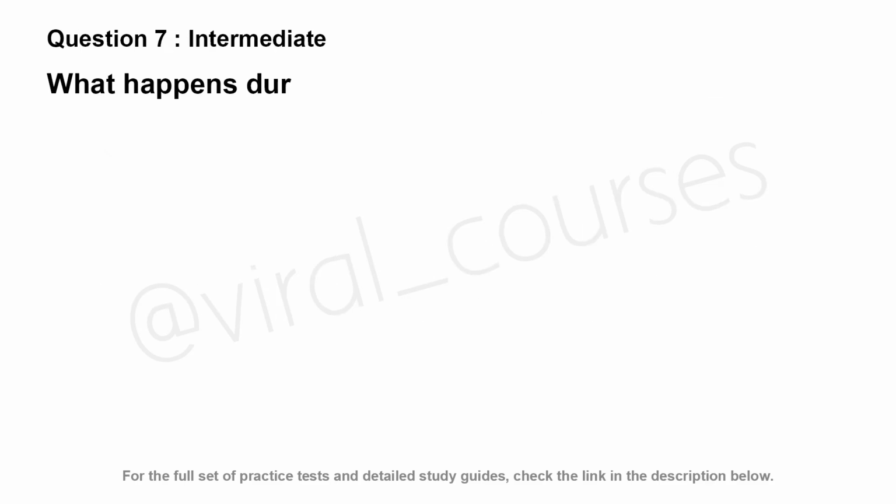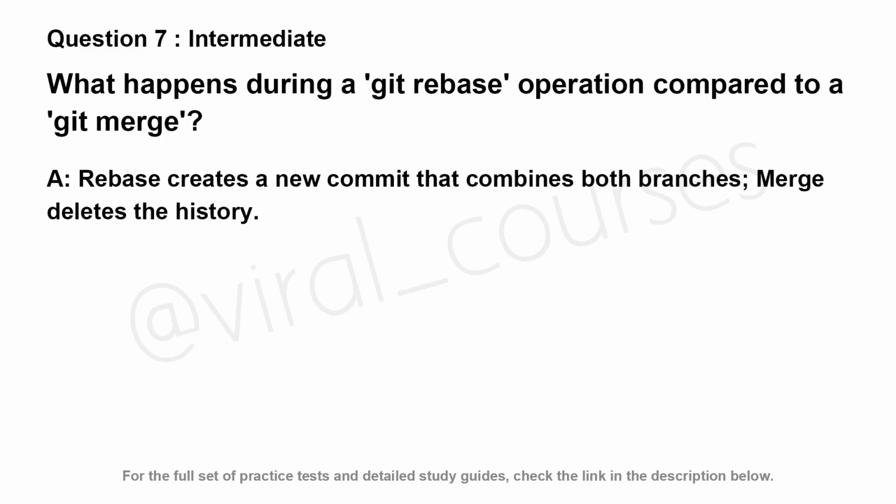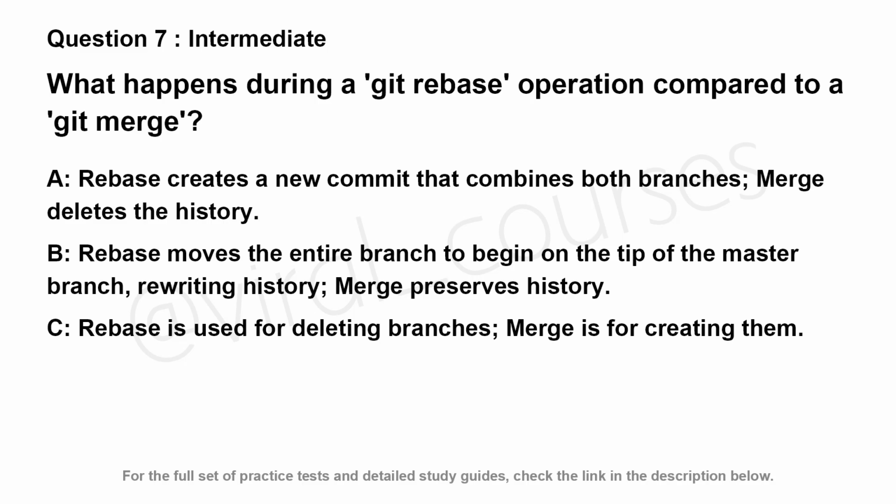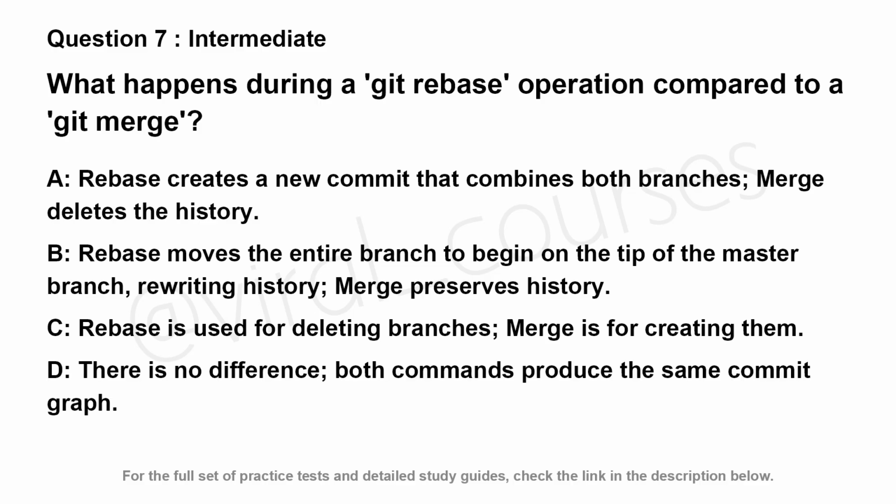What happens during a git rebase operation compared to a git merge? Option A. Rebase creates a new commit that combines both branches. Merge deletes the history. Option B. Rebase moves the entire branch to begin on the tip of the master branch, rewriting history. Merge preserves history. Option C. Rebase is used for deleting branches. Merge is for creating them. Option D. There is no difference. Both commands produce the same commit graph.